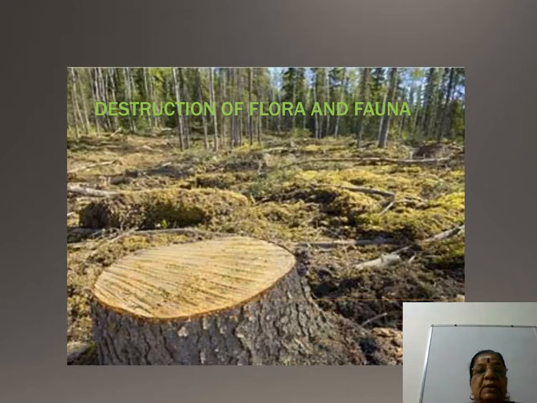Now, here, this is the destruction of flora and fauna figure. Look at this tree, it has been cut completely. The trees are fully cut. Now if there are no trees, no plants, there is no place for animals, and as I said, there will be no food for the primary consumer, secondary consumer and tertiary consumer. So this is destruction of flora and fauna. The trees have been cut, and there is not even one animal here.